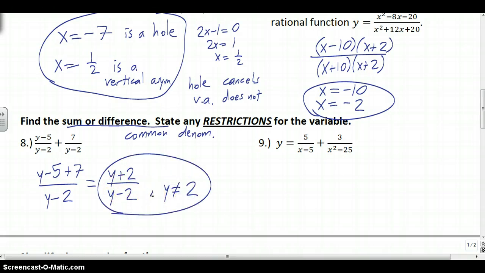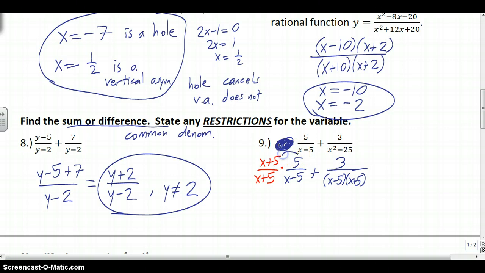Number 9 is not as easy because technically these don't have common denominators yet. By the way, I'm not sure why the y equals is there. Just a typo. Don't need it. So we have 5 over x minus 5 plus, I'm going to go ahead and factor this side, 3 over x minus 5, x plus 5. So what's the left denominator missing? It's missing an x plus 5. So I have to multiply the numerator and the denominator, the top and the bottom, by x plus 5.